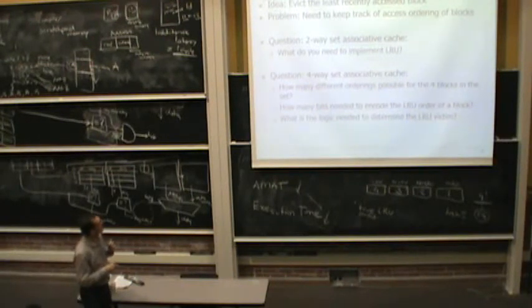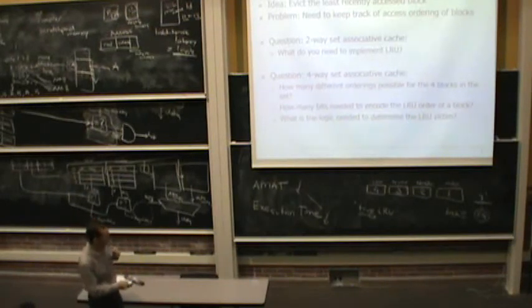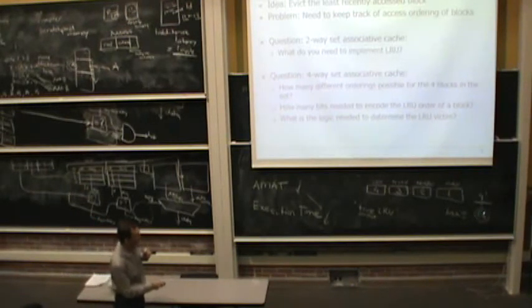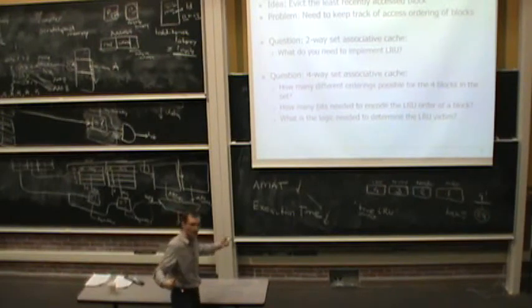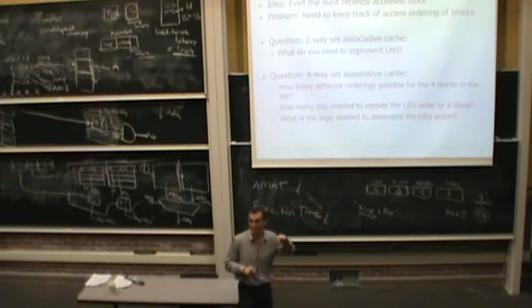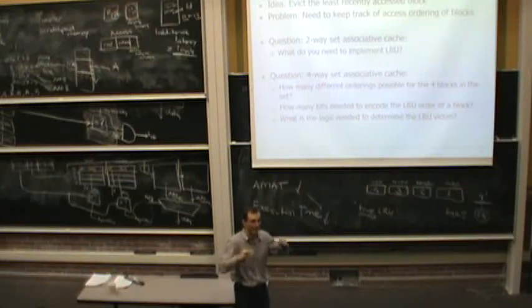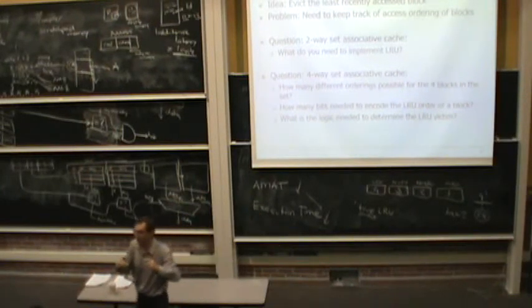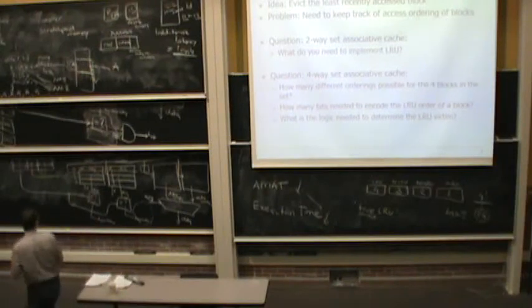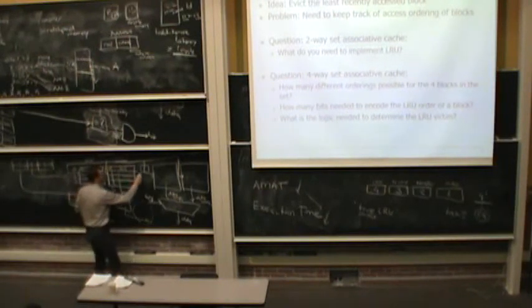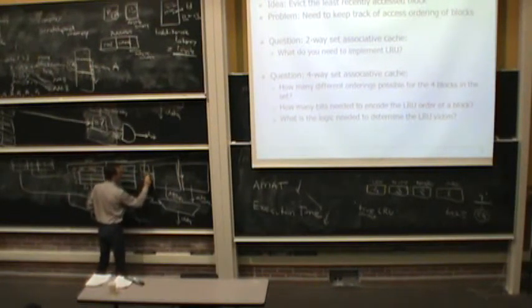Okay. What is the logic? We've already talked about this. The logic that's needed to determine the LRU victim for this is decoding. Of course, you could spend more bits to make the decoding simpler, right? But then your area overhead to just keep track of the replacement policy increases. Even 5 bits means you essentially have a 5-bit entry in your tag store, right?